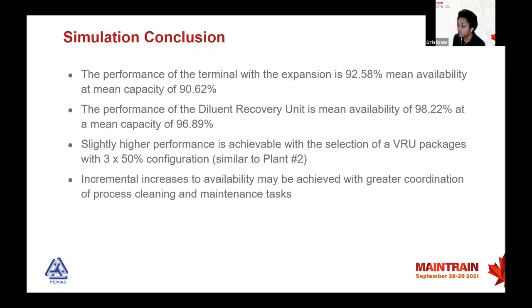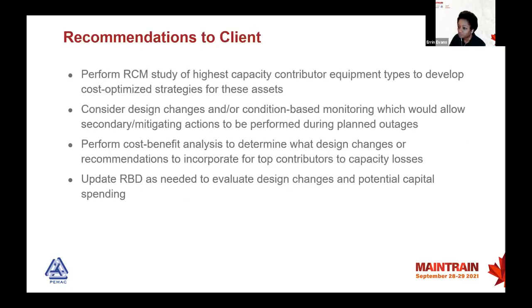The simulation also confirms slightly higher performance is achievable with the selection of a VRU package that has a 3 by 50% configuration, similar to Plant 2 or Sister Plant 2. And then incremental increases in availability can be achieved with greater coordination of the process cleaning and maintenance tasks.